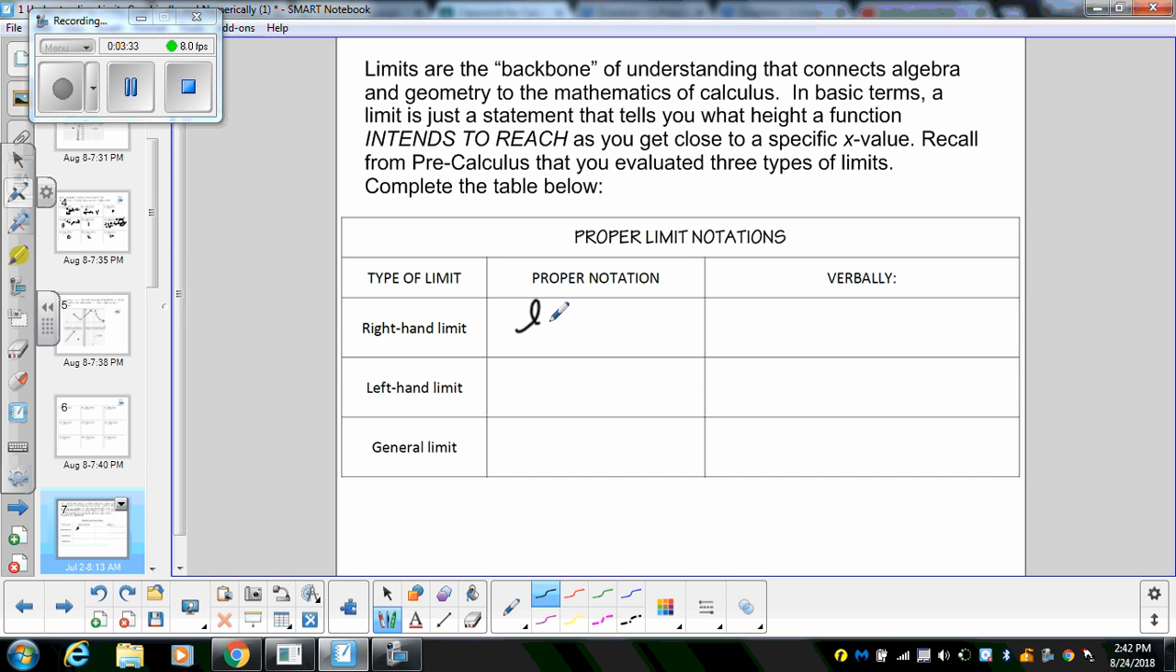It's a limit of f of x as x approaches some value, we'll call it c for constant, from the right side. So it has the plus sign. Verbally, what this says is the limit as x approaches c from the right.